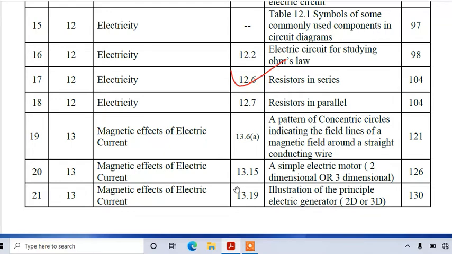From the same lesson, figure number 13.15, a simple electric motor, two-dimensional or three-dimensional. That electric motor diagram which you have on page number 126. Practice the diagram very carefully.